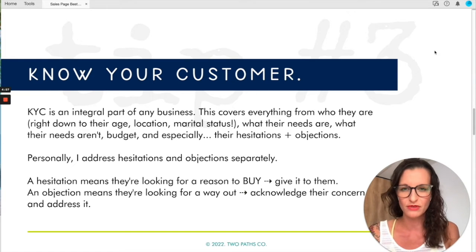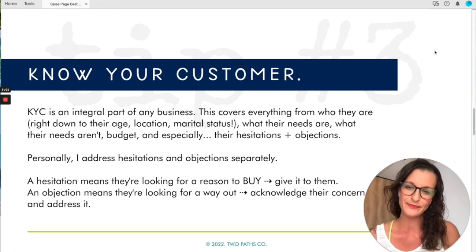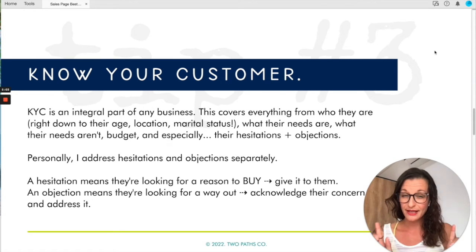The easy road is no action. So acknowledge their concern and then address it. This is why I separate these two things. I hope that that's clear for you.